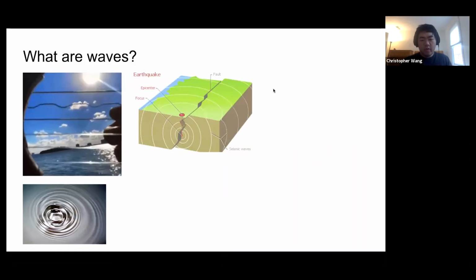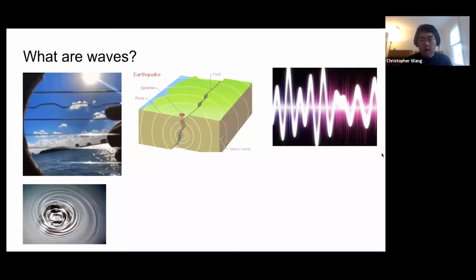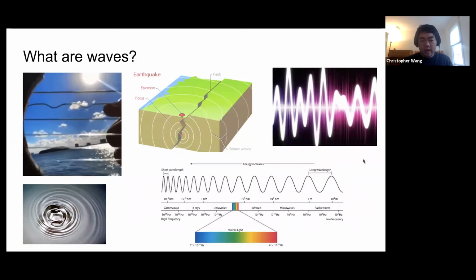Earthquakes also produce waves. You have seismic waves, and those travel outward from the place where the earthquake happens, and you get S waves, P waves, surface waves, and those all cause different movements in the ground and lead to different kinds of damage. You have sound waves, that's also another type of wave. And you also have electromagnetic waves, like light, X-rays, infrared.